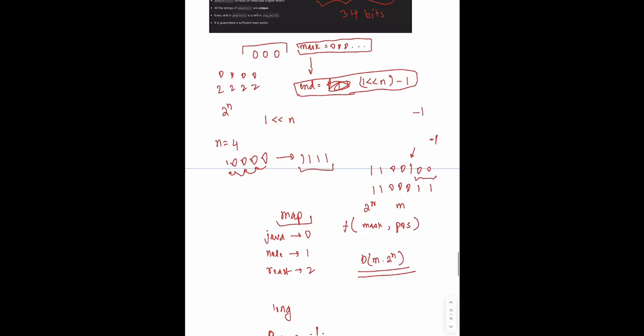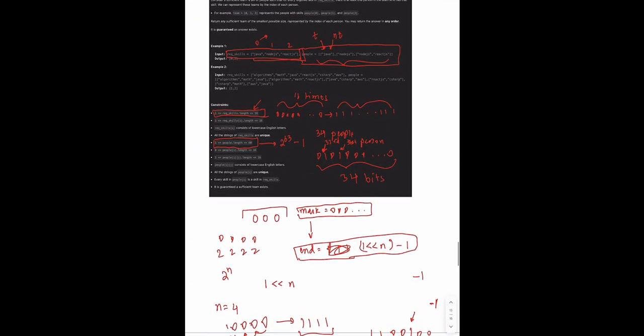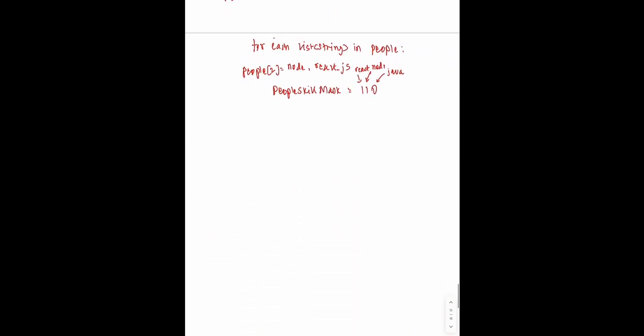For the first person who only had Java, let's name it people skill 0. Their skill mask was this. So Java was there, the Node and React weren't there. For people skill 1, it's 010, so only Node was there. And for people skill 2, it's 110.